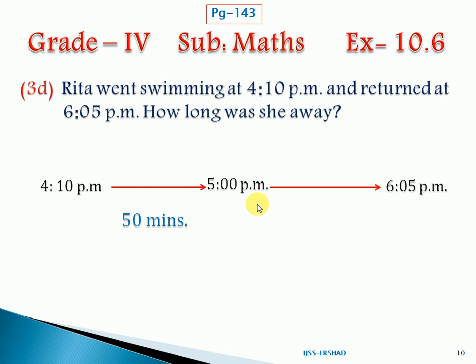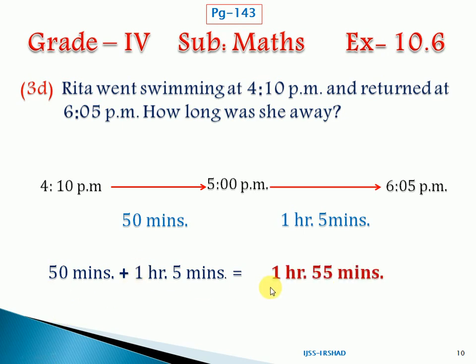Here again calculate. From 5 PM to 6 PM is 1 hour, and 5 minutes more, so 1 hour 5 minutes. Now to find the duration, you have to add these two times you have written here, 50 minutes and 1 hour 5 minutes. When you add 50 minutes with 5 minutes, it will give you 55 minutes, which is less than 60, so nothing to do here. So the answer will be 1 hour and 55 minutes.